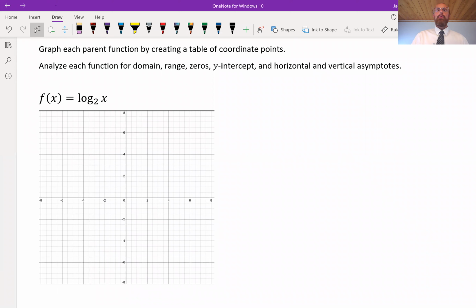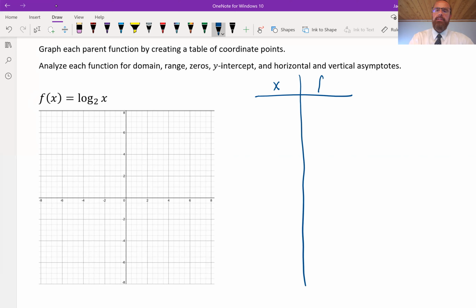Let's take a look at a relative of the base 2 exponential. So this is f of x equals logarithm, that's how you say that, logarithm, base 2 of x. So we'll begin again by creating our table, and I'm going to put x and f of x. And again, I'm just going to place my negative 2 through positive 2. So negative 2, negative 1, 0, 1, and 2.